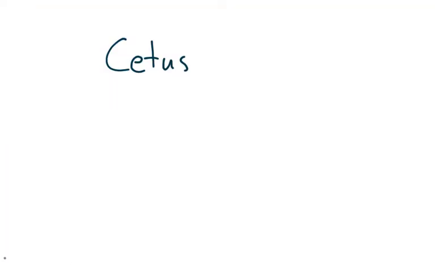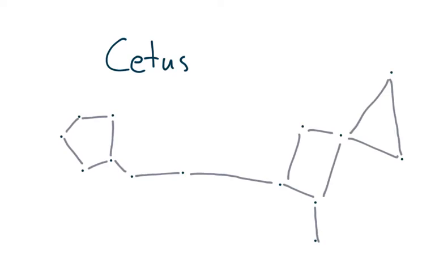So the end of that brings us to the constellation of the day, Cetus, the sea monster. Sometimes nowadays it's called the whale. And here, this is roughly what the constellation looks like.